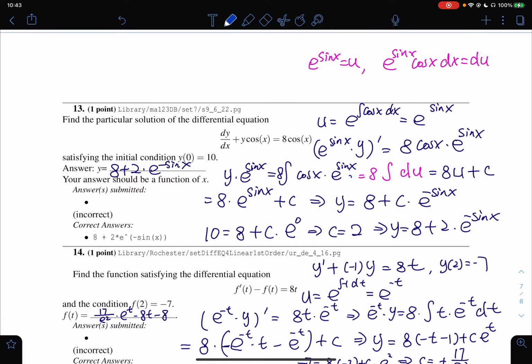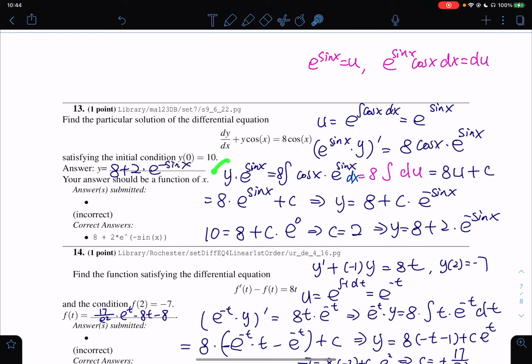For the rest, technically I want to do integration, but the best idea is integration by substitution, where I claim e to the sine x is u. So e to the sine x times the derivative of sine x, which is cosine x times dx, is the same as du. So everything underneath it is equivalent to du. So I actually have 8 times the antiderivative of du. I can easily get to the final answer and write it back in terms of x.